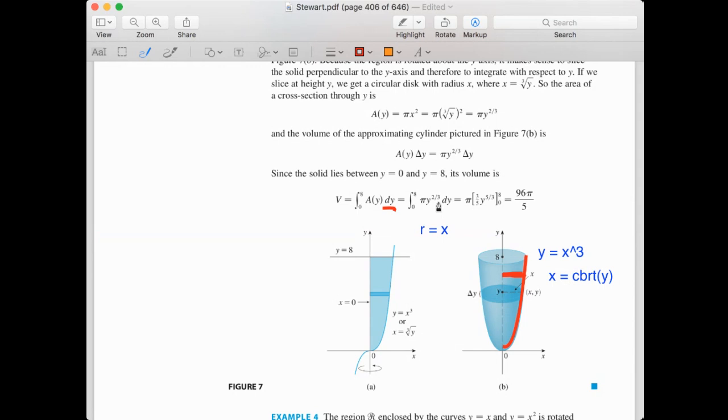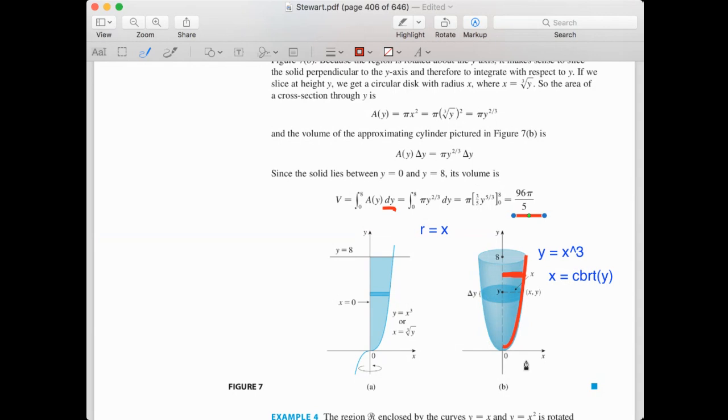So we do pi r squared, right? Pi r squared, r equals the cubic root of y, and then squared, we get y raised to 2/3. We just do the evaluation, right? Evaluation at 0 is nothing. Evaluation at 8 gives us 96 pi over 5. So that's the volume of this object.